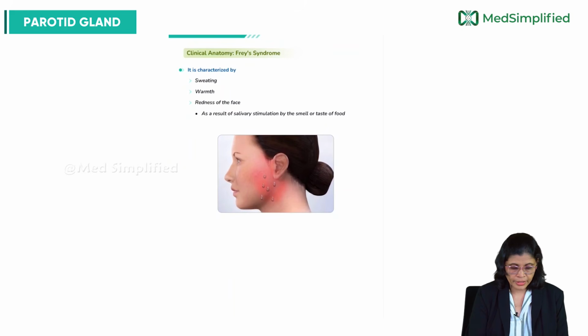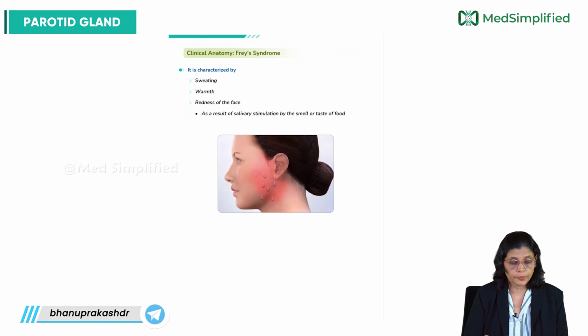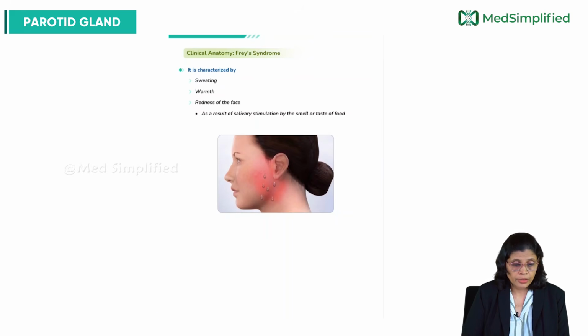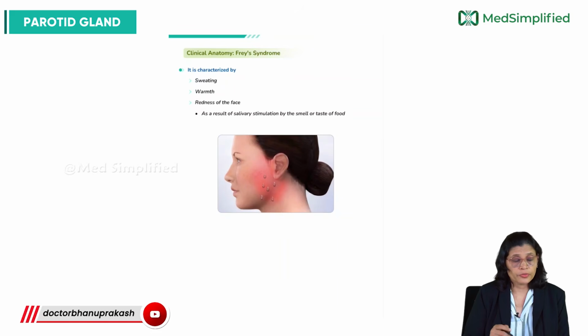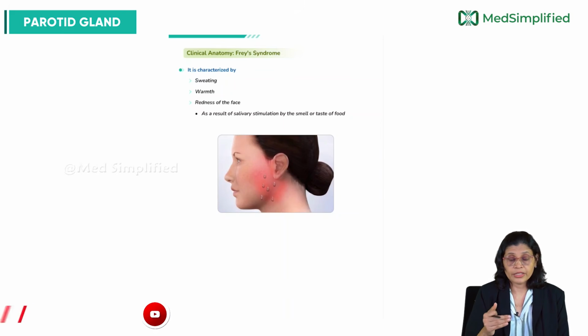Next, there is an important condition known as Frey's syndrome. It is also known as the auriculotemporal nerve syndrome. Now, sometimes penetrating wounds of the parotid gland can injure the auriculotemporal nerve as well as the great auricular nerve. Because of the damage to these nerves from these penetrating injuries, during the healing process it can result in Frey's syndrome.